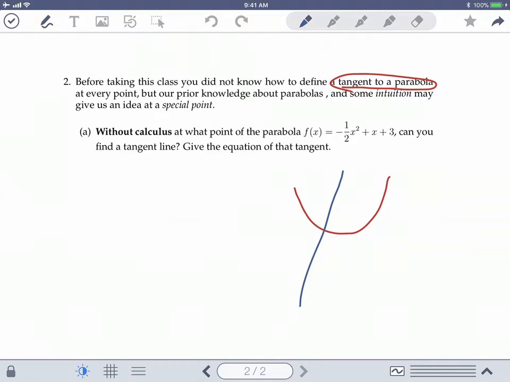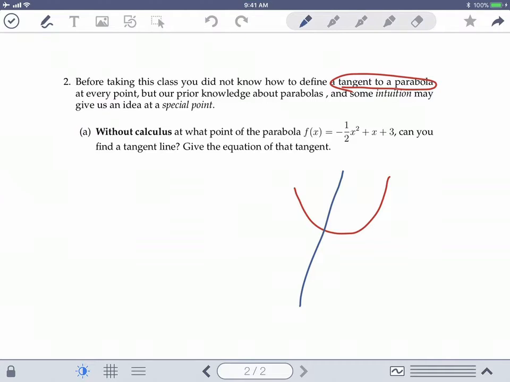So it's not enough to say that it touches at one point. So we need, and you know by now, what is the expression that we want for this problem. So what we wanted to do is figure out a way to use the knowledge you know from before in order to define the tangent for a parabola.